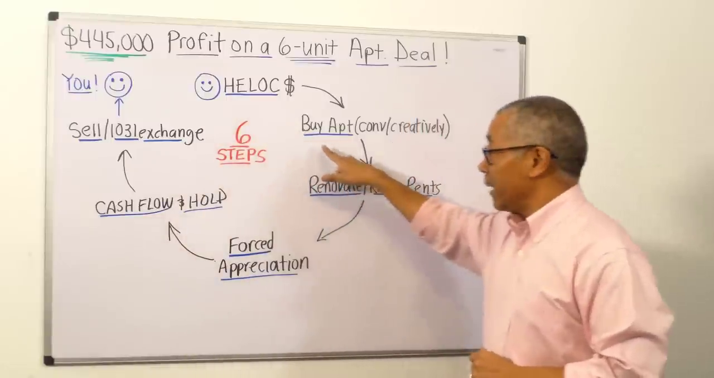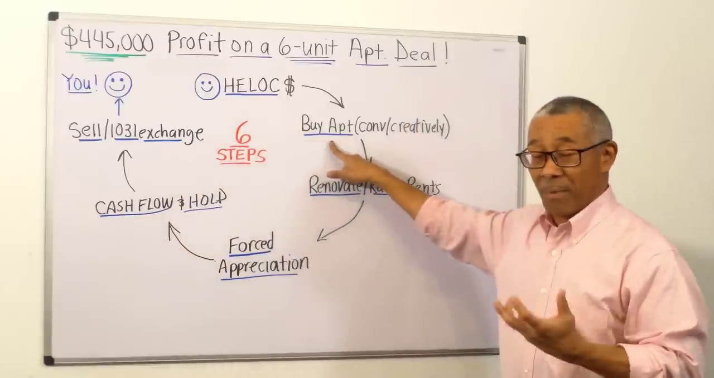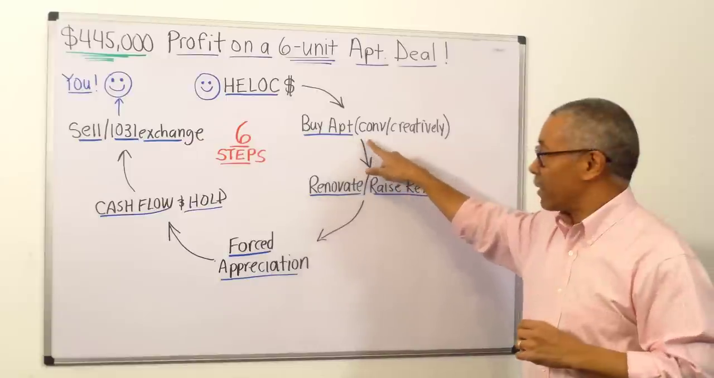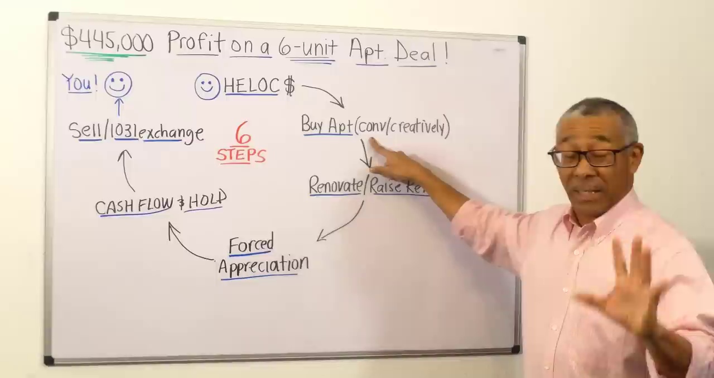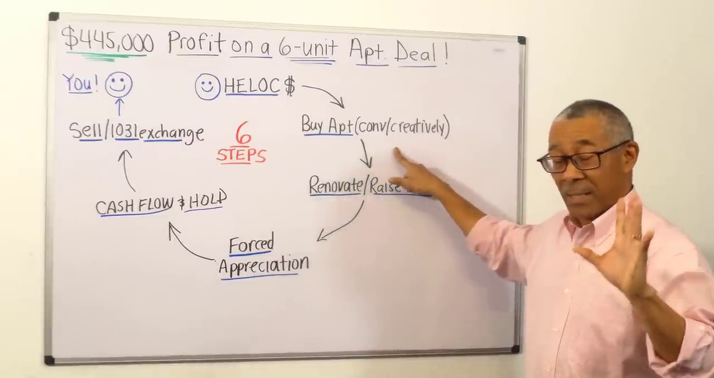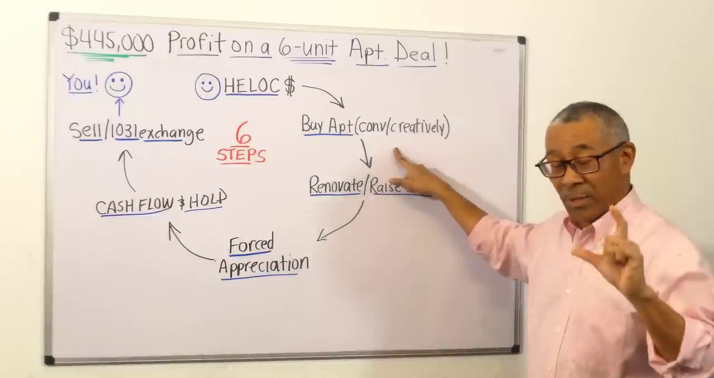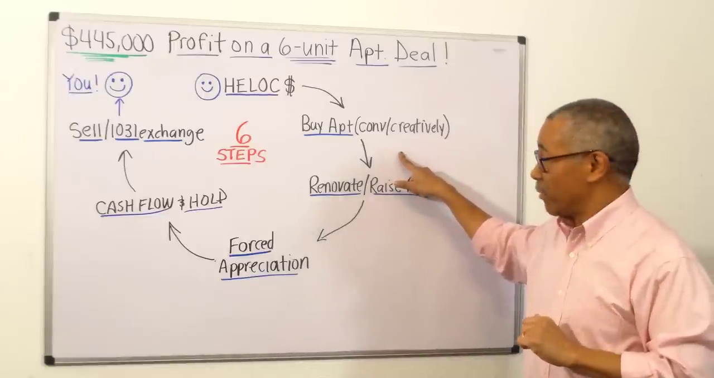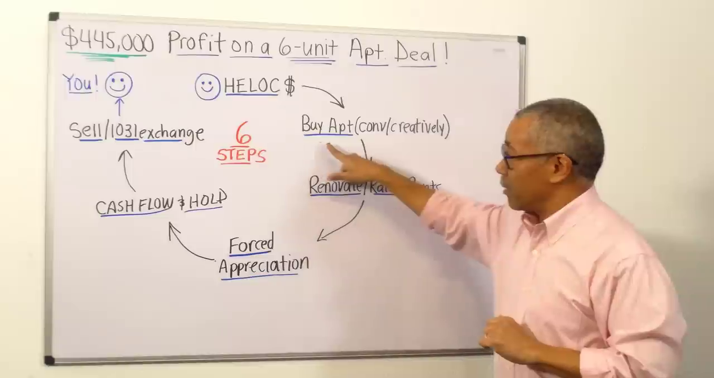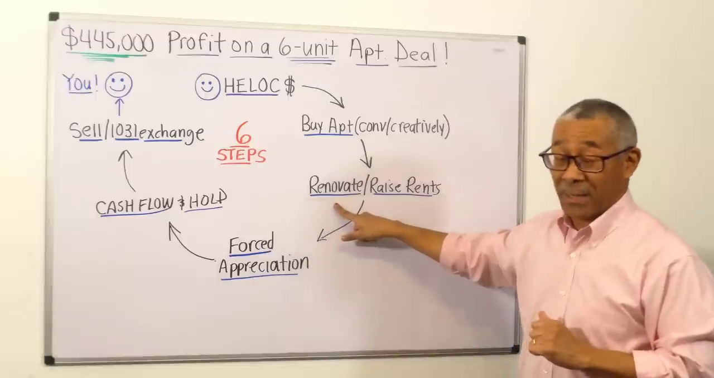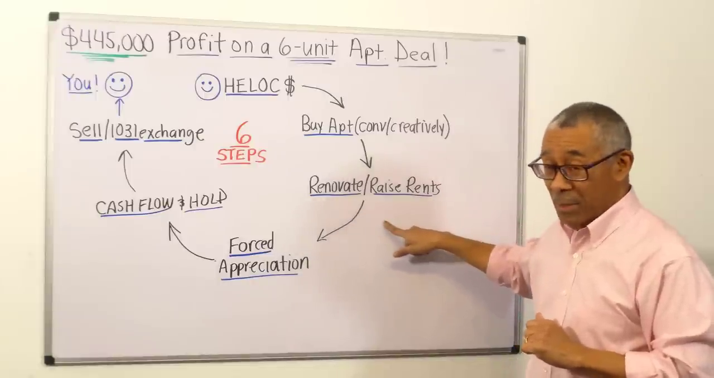From the HELOC, he purchased his apartment building. And I'm just not going to say buy your apartment building. You have to learn how to do it conventionally through a bank loan and creatively. And in this six-step process that the student Yvonne will explain to you, you'll learn what the process is to do something creative. So we're going to use the HELOC, you're going to buy your apartment building, you're going to renovate the units to get the rents up, okay?